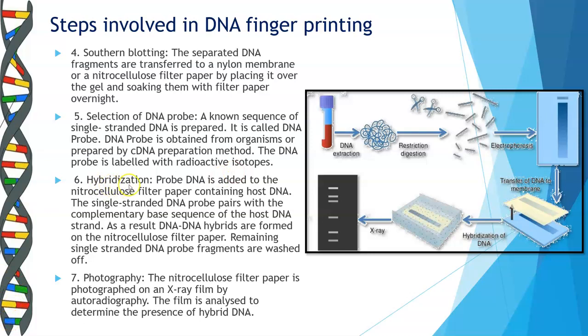Students, after selection of the DNA probe, the next important step is hybridization. Probe DNA is added to the nitrocellulose filter paper containing the host DNA. The single-stranded DNA probe pairs with the complementary base sequence of the host DNA strand. Have a look at this tray here. So the membrane that is there is flooded with the single-stranded DNA probes. They form complementary base pairings. As a result, DNA-DNA hybrids are formed on the nitrocellulose filter paper. Remaining single-stranded DNA probe fragments are washed off.